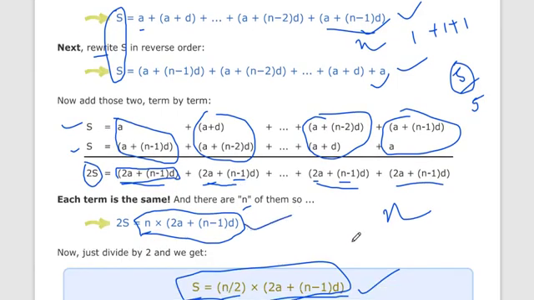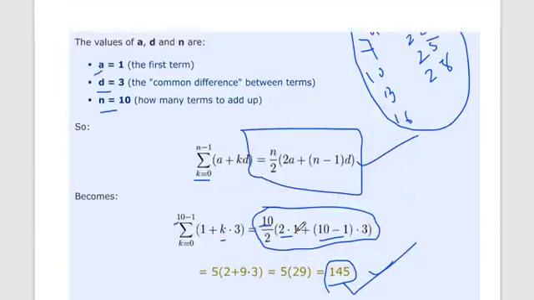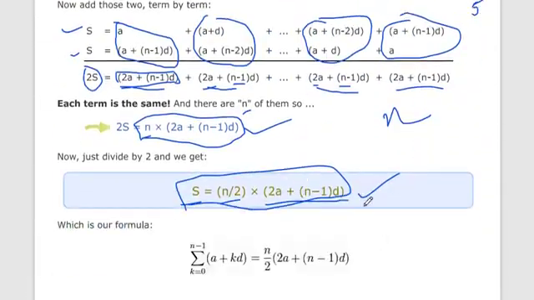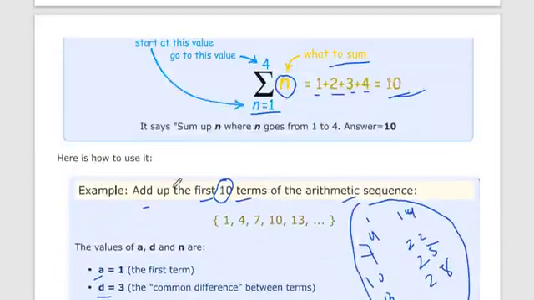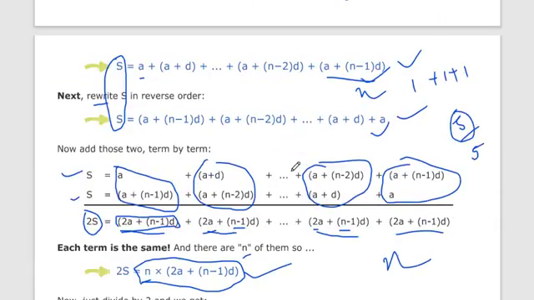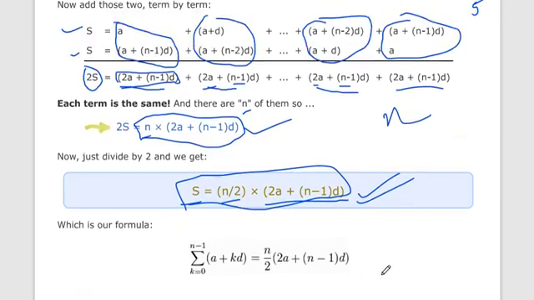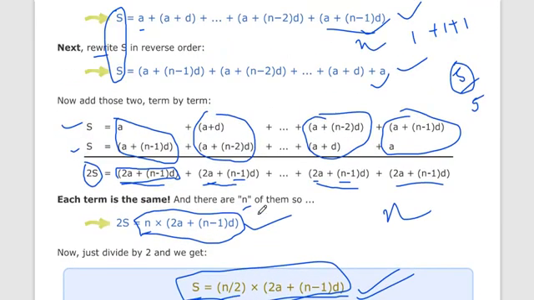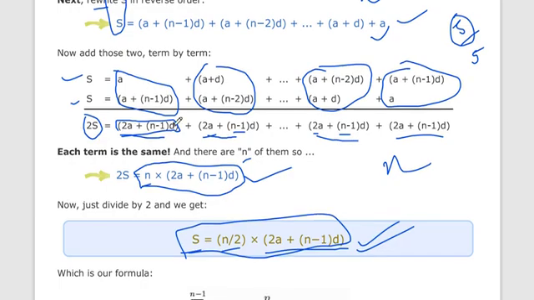This is an important formula for an arithmetic sequence. You have to remember it. In the exam, examples of this type are given, like add the first 10 terms or add 11 terms. So this is the formula and how we find it.